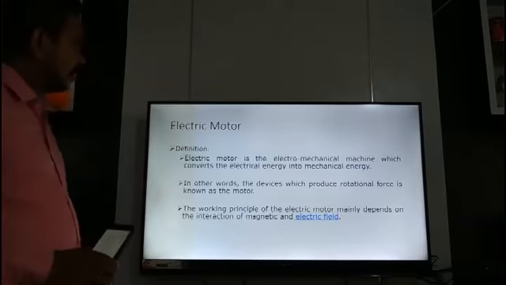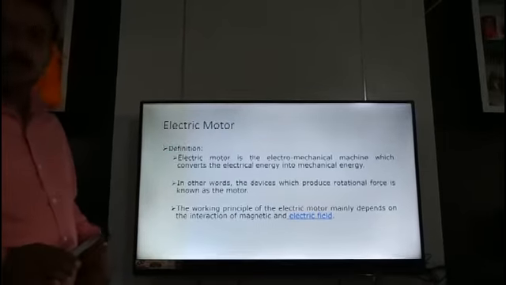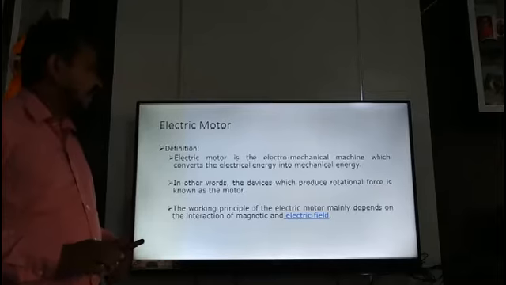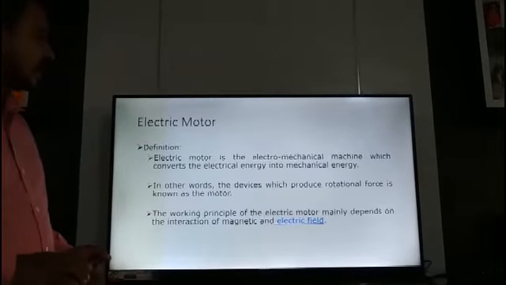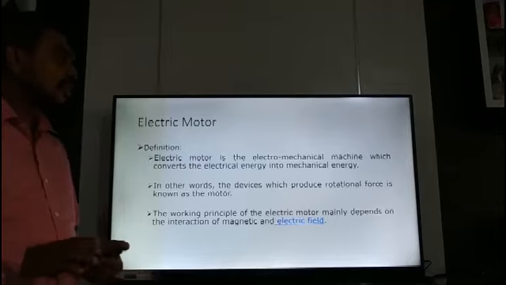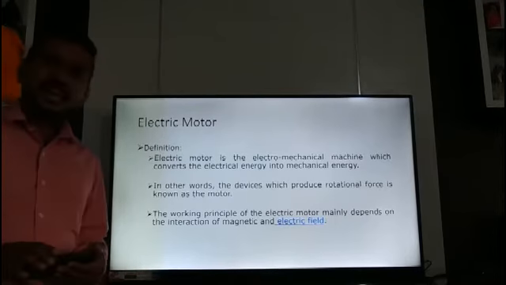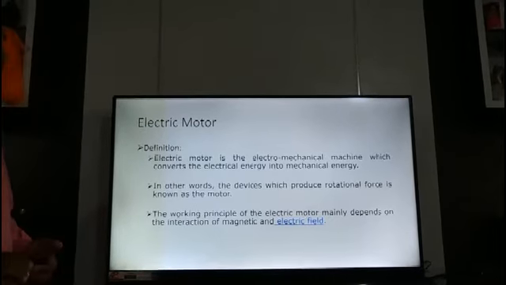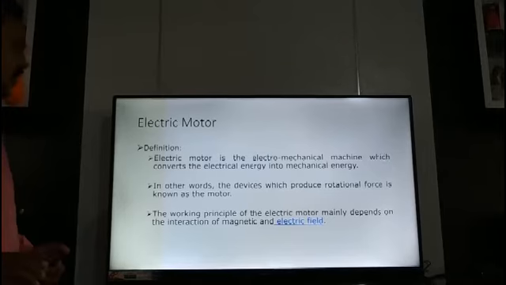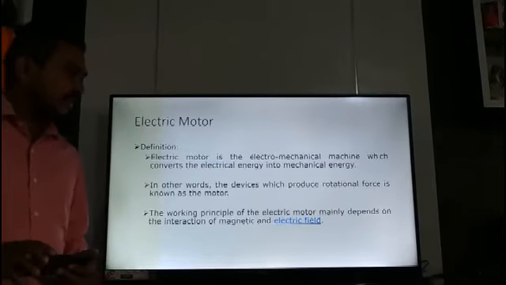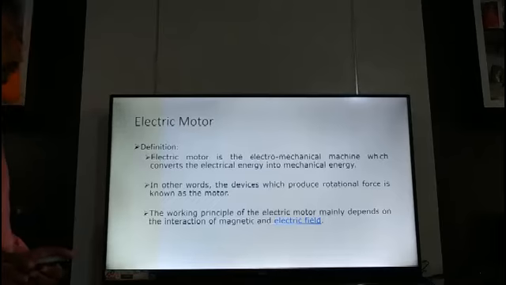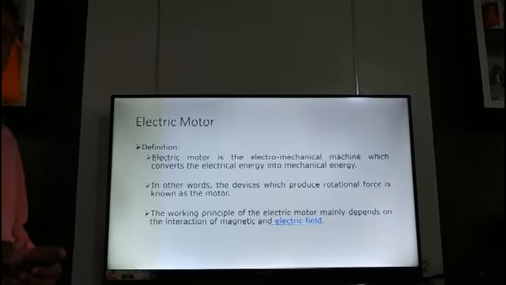Now first of all, we define what is an electric motor. The definition of electric motor is: the electromechanical machine which converts electrical energy into mechanical energy. In other words, we can say that the device which produces rotational force is also known as an electric motor. The working principle of electric motor mainly depends on the interaction of magnetic and electric field.